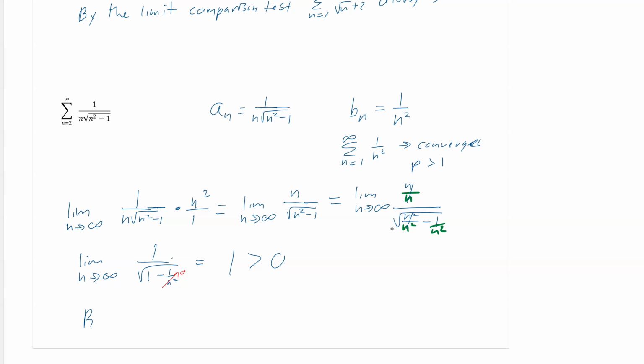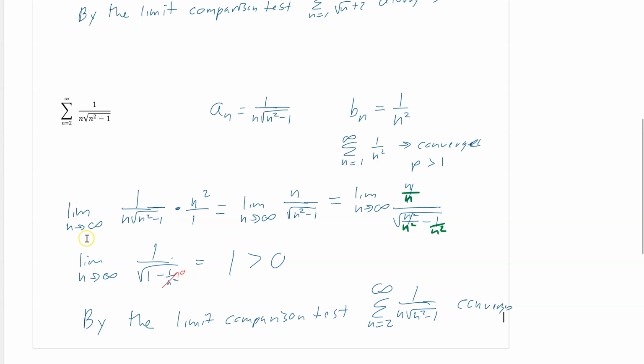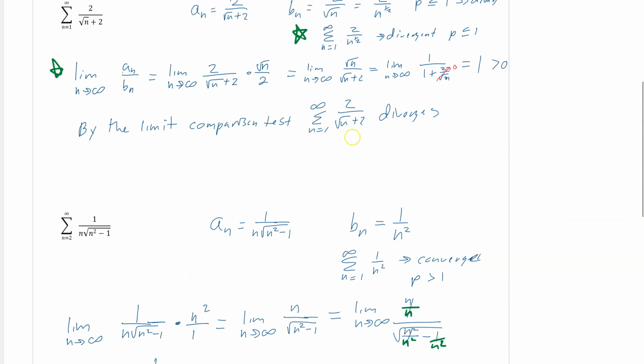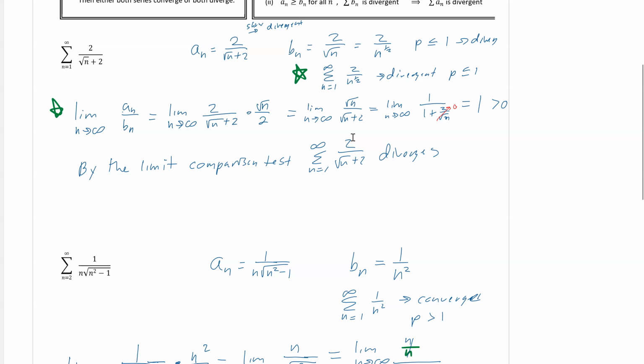So by the limit comparison test, the sum from n equals 2 to infinity of 1 over n square root of n squared minus 1 converges. So again, the same basic idea. This limit is bigger than 0. So since this converges, that one converges. So they both converge, or they both diverge as long as that limit is bigger than 0.